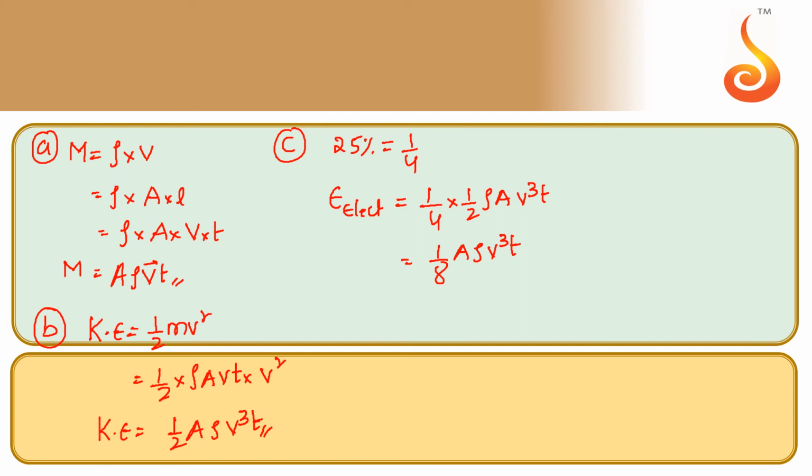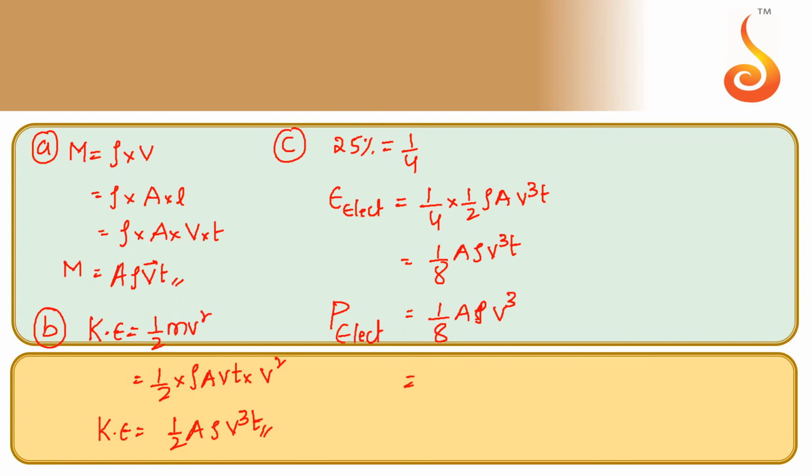We need to calculate this electrical energy in terms of values. So what is electrical power first? Electrical energy by time. So that means we get 1/8 A rho V cube. This is the electrical power.